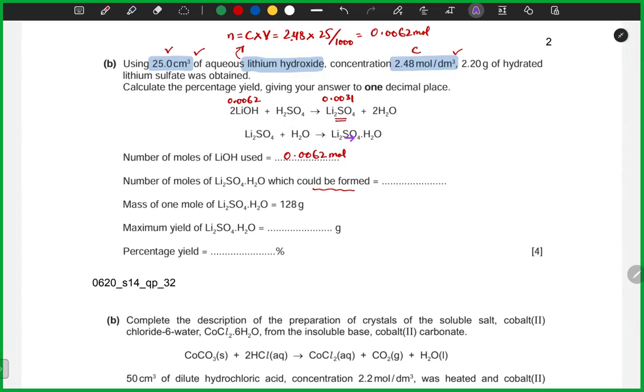So that's the lithium sulfate that's formed. Then that lithium sulfate crystallizes. So how many moles of lithium sulfate do you have? You have कितने, 0.0031, right?